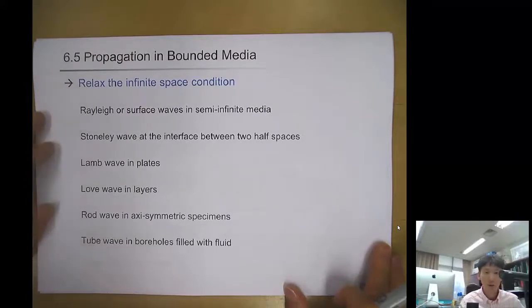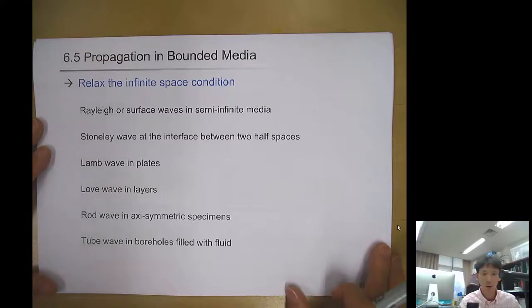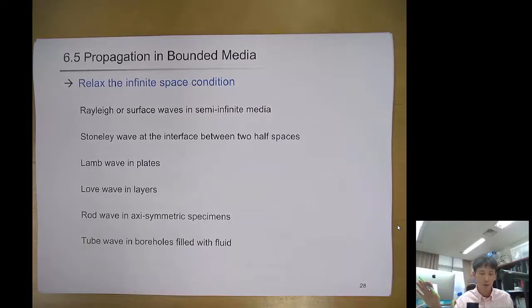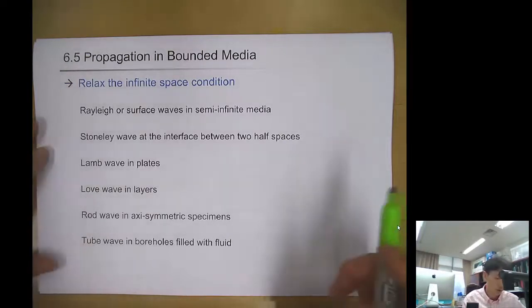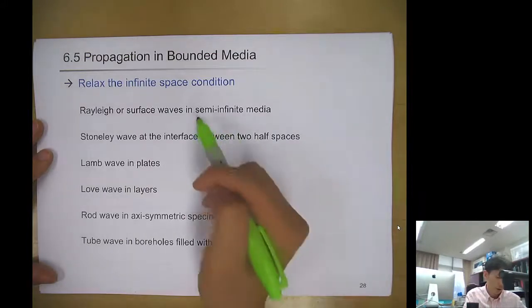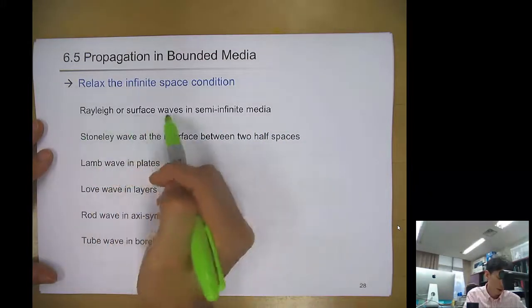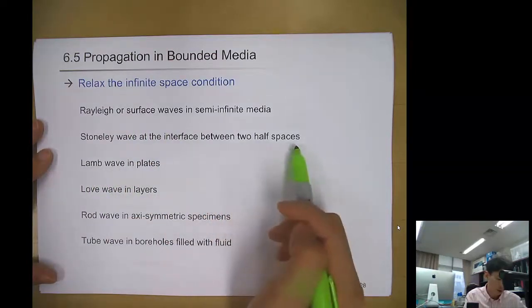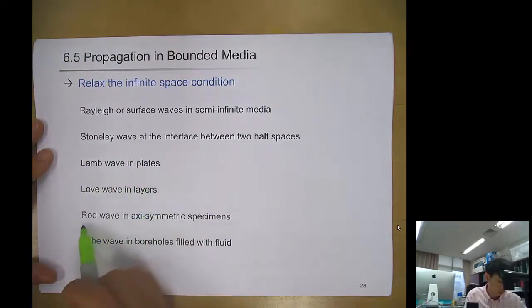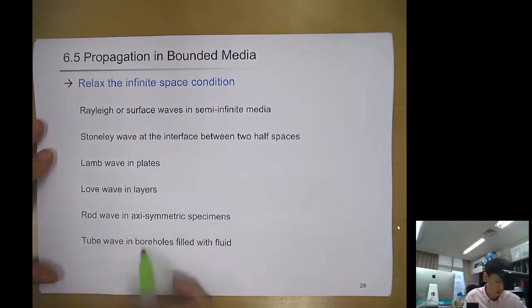In section 6.5, we're going to relax one assumption, which is the infinite space condition. Before, we talked about the medium being infinitely large, so that the wave propagates as a body wave, but in many cases there are boundary conditions. Depending on the boundary condition, for example, an air and media interface, if it's a semi-infinite medium, then you get the Rayleigh wave; surface wave between two half spaces, Stoneley wave; Lamb wave in the plate; Love wave in layers; rod wave in a cylindrical specimen; and tube wave in boreholes.